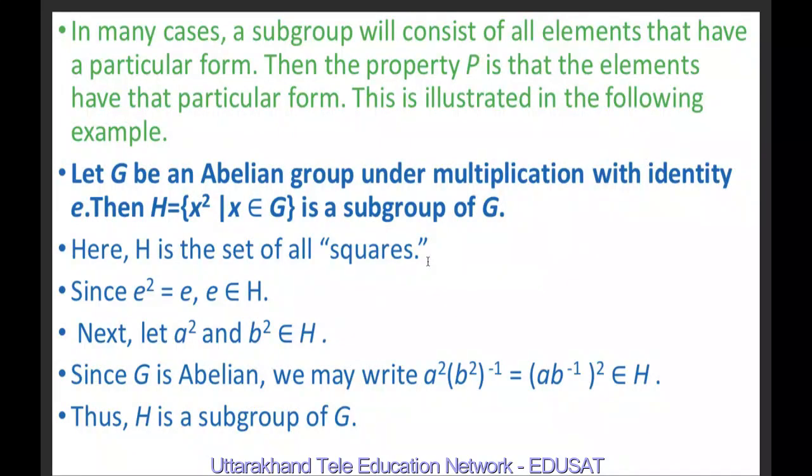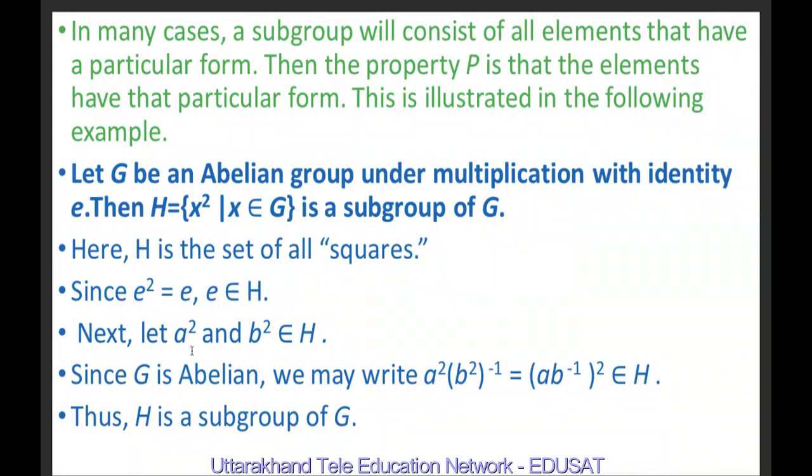So here the property P is that the elements have the particular form. So we have identified the condition. The particular form means that H is the set of squares of elements of G. Since E squared equals E, as we discussed in the last case also, E belongs to H. Next, let a squared and b squared belong to H. And this also we have discussed in the last example.